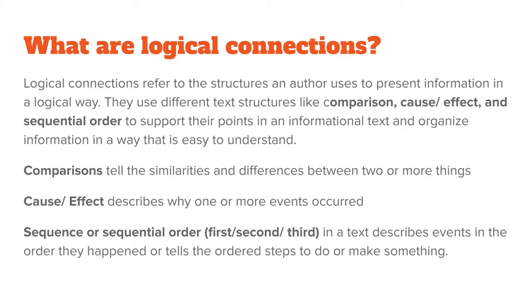What exactly is a logical connection? Logical connections refer to the structures an author uses to represent information in a logical way, or to present information in a logical way. They use different text structures like comparison, cause and effect, and sequence and order to support their points in an informational text and organize information in a way that is easy to understand. So essentially putting information in a nice, organized way.